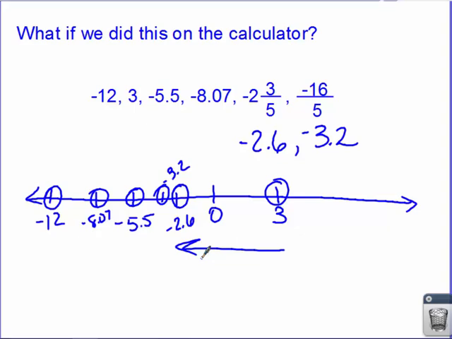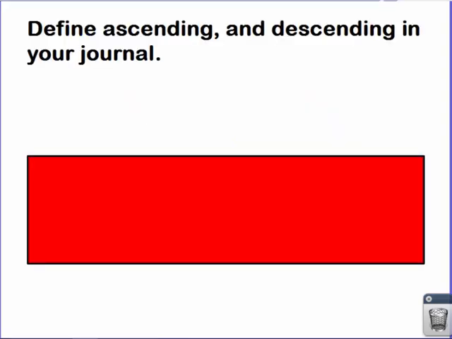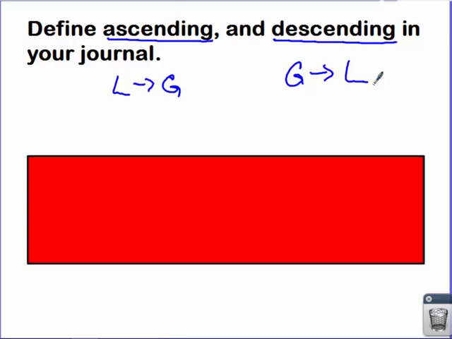Now, there are two words that we sometimes have to know in order to put things in order, because they will use these words on the STAR test or on other tests that I may give you. It says define the word ascending and descending. Okay, so ascending, we know that ascending is least to greatest. Ascending is always going to be little to big. Descending means to descend, like if you're coming off a mountain, it's going to be greatest to least. So those are our ascending and descending.